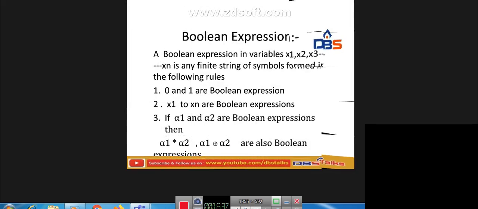Now, a Boolean expression in variables x1, x2, x3 and so on up to xn is any finite string of symbols formed by the following rules. So it will follow different rules. The first one is that 0 and 1 are Boolean expressions. x1 to xn are Boolean expressions. If alpha 1 and alpha 2 are Boolean expressions, then alpha 1 product alpha 2 and alpha 1 sum alpha 2 are also Boolean expressions.